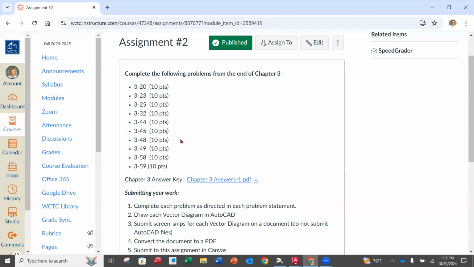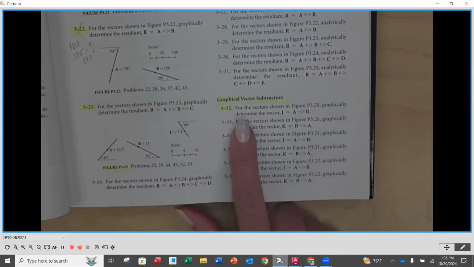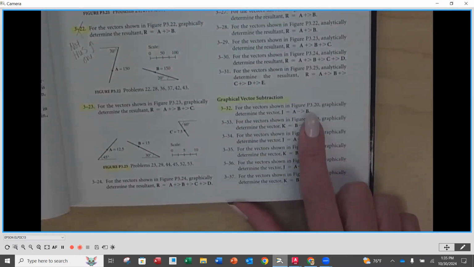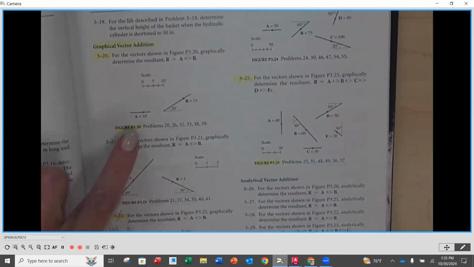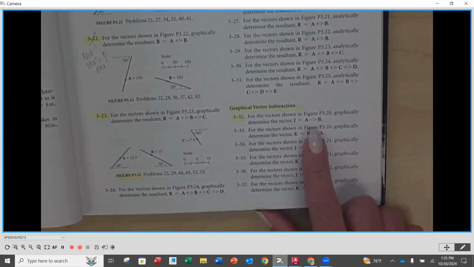Go back over here. Then the next one that you're going to be looking at is 332. Let's see what that is. 332 is a vector subtraction. It says for the vectors shown in 320. So 320 was the first problem that you already drew these for. Now you're going to do it as J is equal to A minus B. Then turning the page.